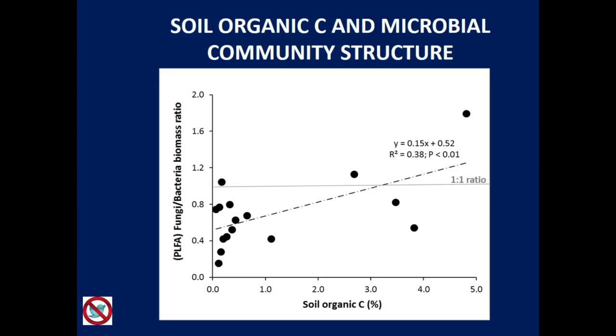So here you have the ratio of the fungal and bacterial biomass based on the phospholipid fatty acids, and essentially this is the 1-to-1 ratio. Essentially, this tells you that in most of the soil samples, bacteria are the dominant microbes, but fungi start to be relatively more abundant with increasing accumulation of soil organic matter.